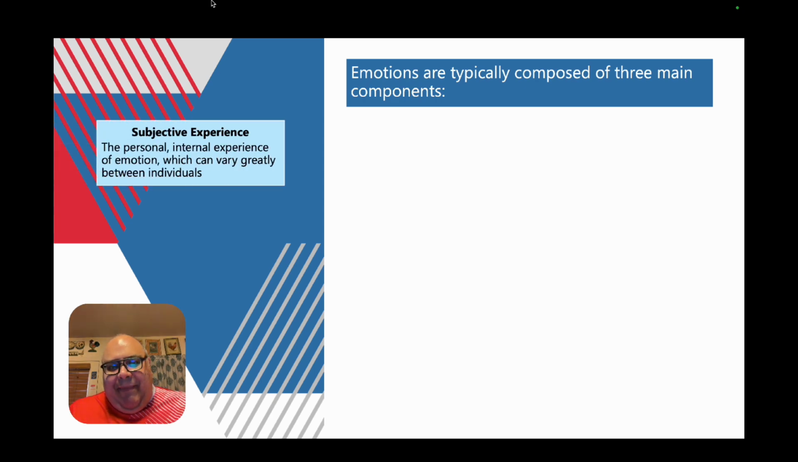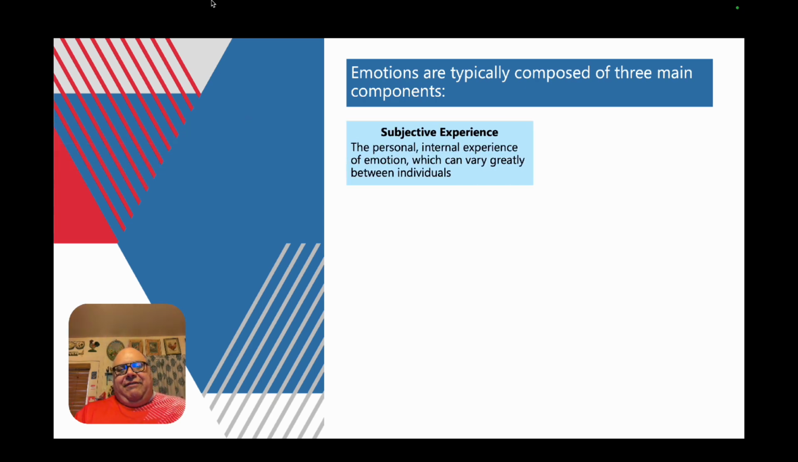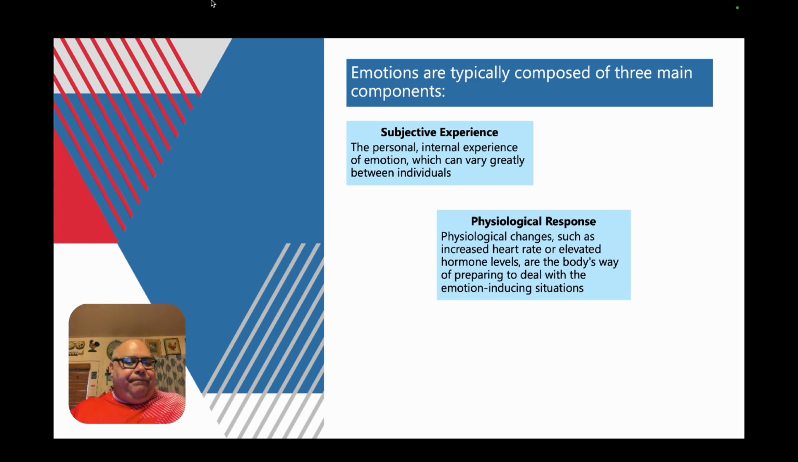Emotions typically have three main components. There's a subjective experience component. That's the personal way, the individual way in which you may experience a particular emotion. That is to say, something may happen that may cause one person to feel scared, another to feel angry, another to feel happy. That's a pretty wide range, but it is possible for the same event or similar event happening to different people to result in very different emotional outcomes.